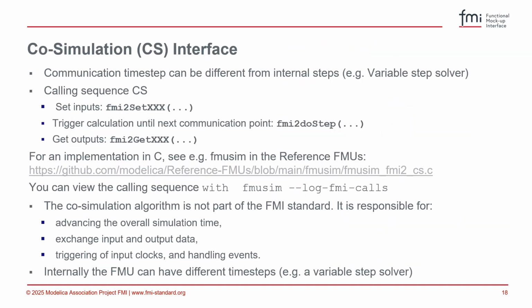We want to have a closer look at the calling sequence for the simulation of co-simulation FMUs. So typically one sets the input of the FMUs with an FMI set call. Then one triggers the calculation for the next time interval and advances time with an FMI2 do-step call. And then one can inquire the outputs that have been calculated with an FMI2 get call. These outputs are then processed by the importing tool and can, for example, be passed to a connected FMU.